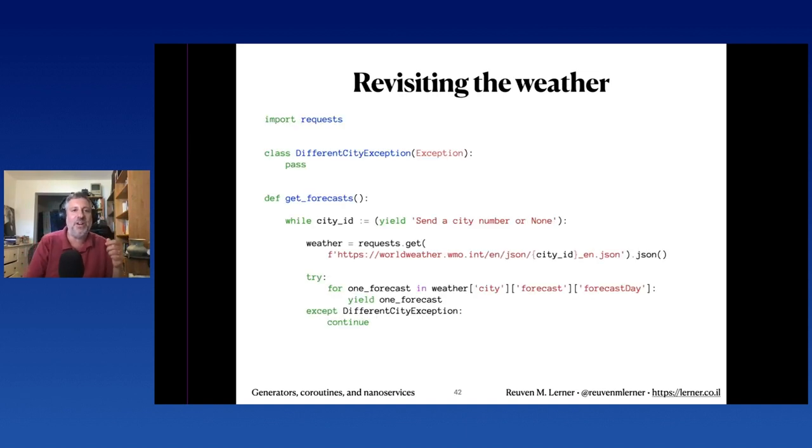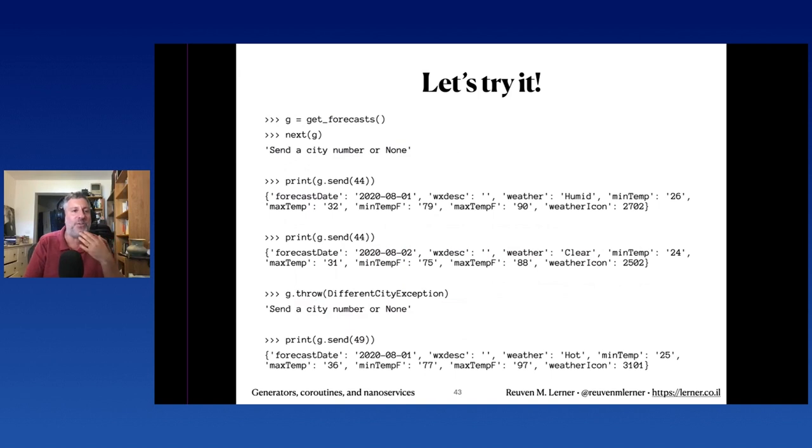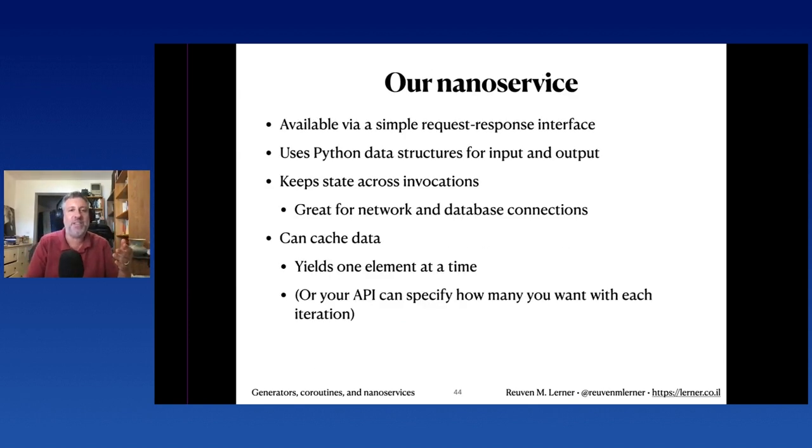So look what happens here. I've now got this try-except block here. So if someone on the outside wants to get out of the current list of weather forecasts, they can do that just by raising an exception. So we've now got this whole API going. So watch this. I can get the forecast. Give me the next one, which primes it. Send 44, you get the next thing. Send 44, you get the next thing. Oh, we're going to raise the exception, different city exception. And it gets out of that loop and allows me now to get a different city altogether. Meaning our nano service is available through the simple request-response interface. And I can cache data, I can keep state across, I can do whatever I want.